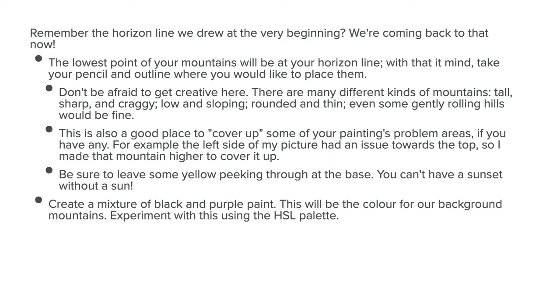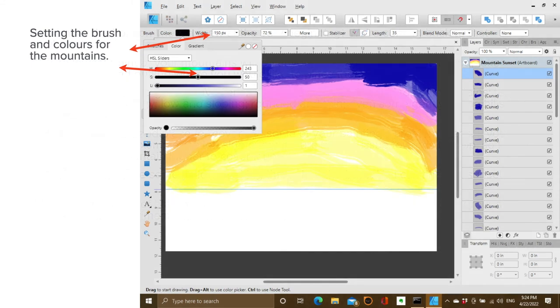Create a mixture of black and purple paint. This will be the colour for our background mountains. Experiment with this using the HSL palette. You'll get some really nice colours on that. And there we are, the HSL sliders. Setting the brush and colours for the mountains.